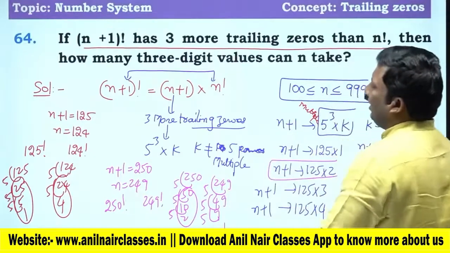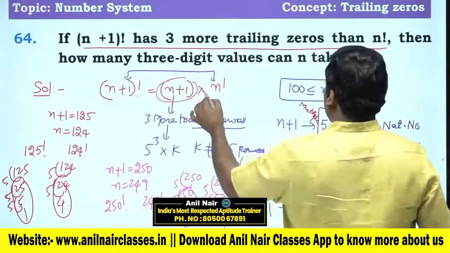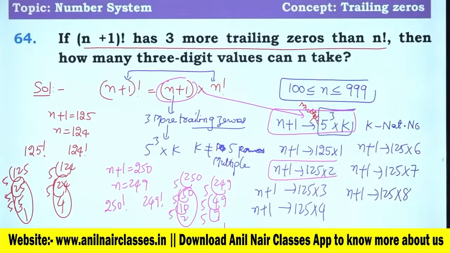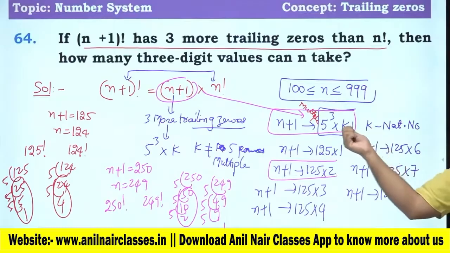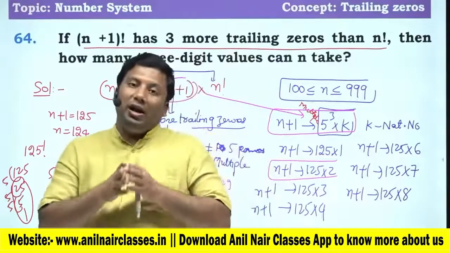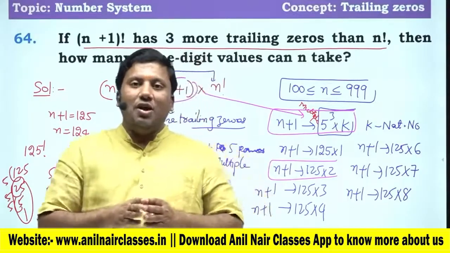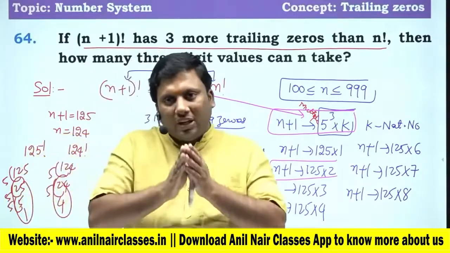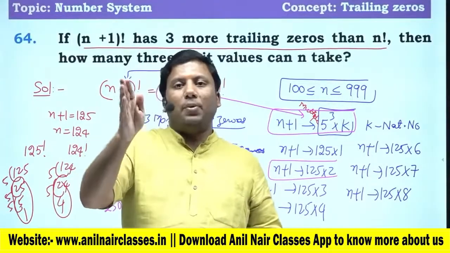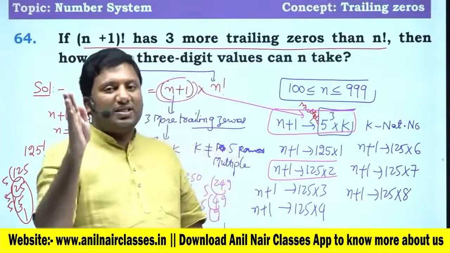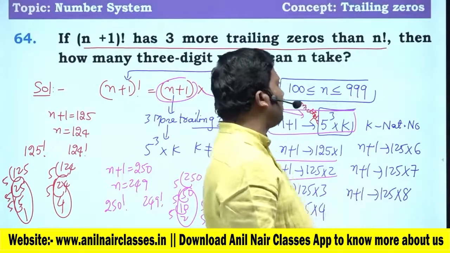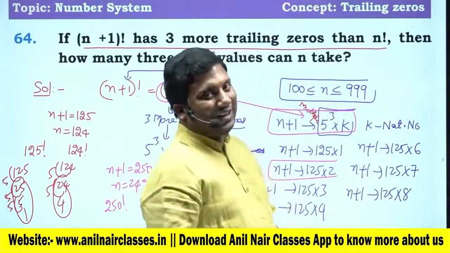Very, very simple idea. n+1 should be a multiple of 125. Don't give a multiple of another 5. Why? Because it will result in 4 more trailing zeros. 125 into k. How many multiples of 125 are there which are 3-digit numbers? 125 ones are, 125 twos are. 1 possible, 2 possible, 3 possible, 4 possible, 6 possible, 7 possible, 8 also possible. Why? Because n+1 is 1000, n will become 999. That is possible.